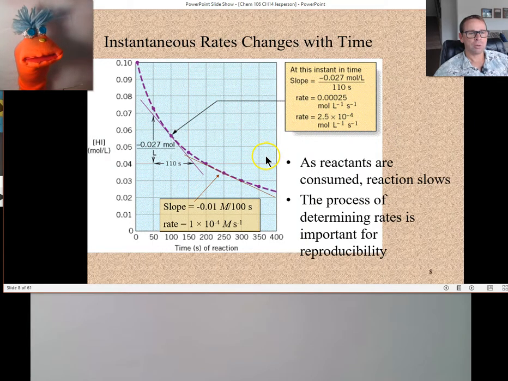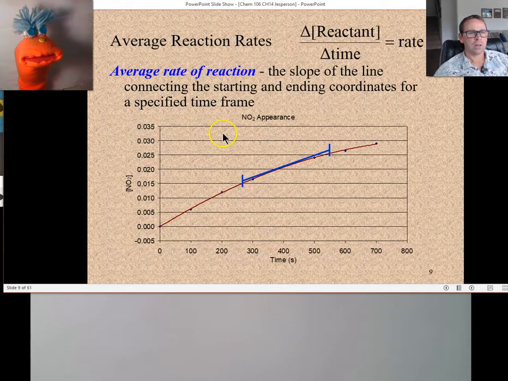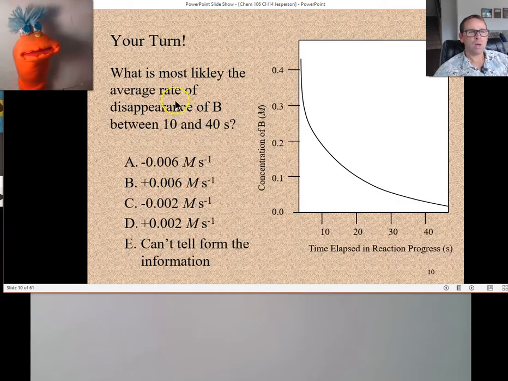All right, so this is a reaction as reactants are consumed, and we have here an average rate that takes into account this point and that point. Here's an instantaneous rate taking into account there. And again, the slopes are going to be concentration versus time. Here it looks like it's per second. If I take the average rate between 2 points, I'm going to just take the slope between those 2 points. So what is the most likely average rate of disappearance of B between 10 and 40 seconds?